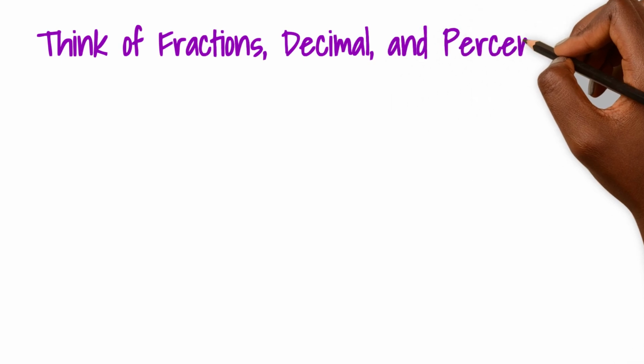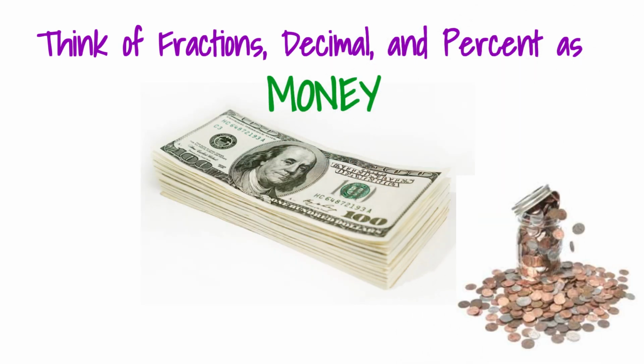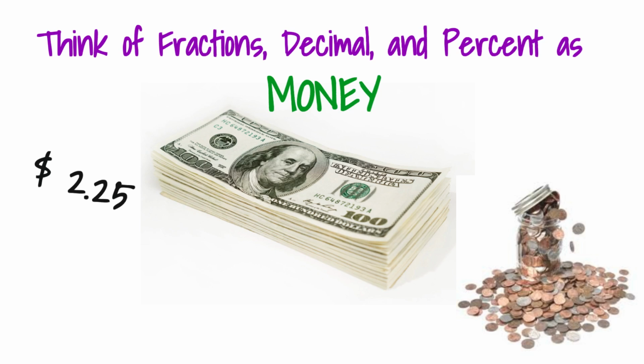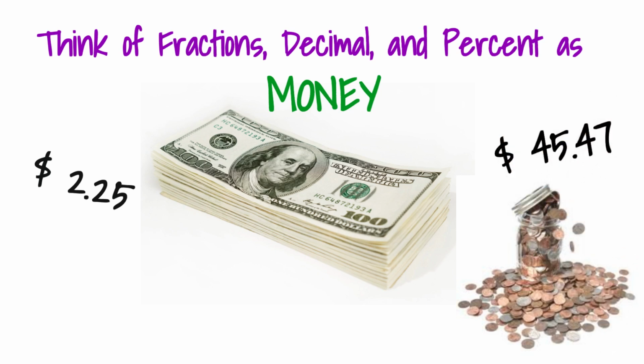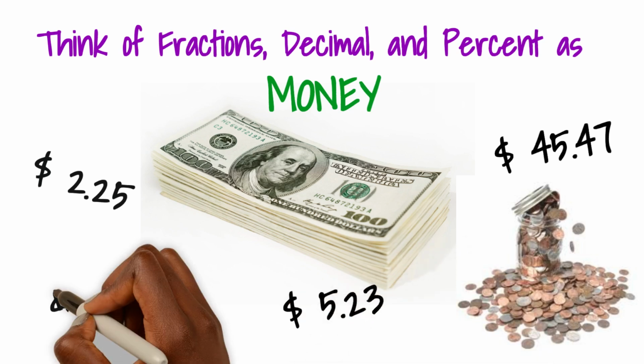So think of fractions, decimals, and percentages as money. We're all accustomed to counting currency, which is simply adding and subtracting numbers that contain decimals, which will make it easier for you to grasp the concept. For example, $45.47 is simply 45.47, and so on.